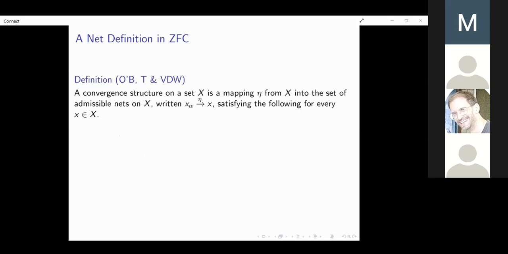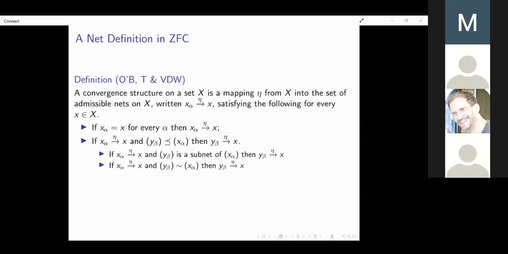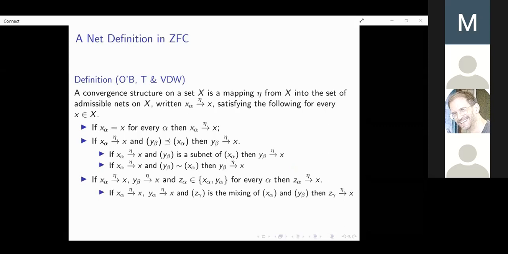The axioms are: constant nets converge. If a net converges, then so does each of its quasi-subnets, which of course we can formulate alternatively by using ordinary subnets, so that if a net converges, then every subnet converges. If a net converges and another net is tail equivalent to it, then the second net also converges. And then of course this last mixing condition. So this is a partial circumvention of having to use a proper class.